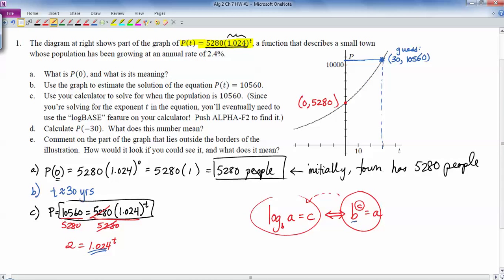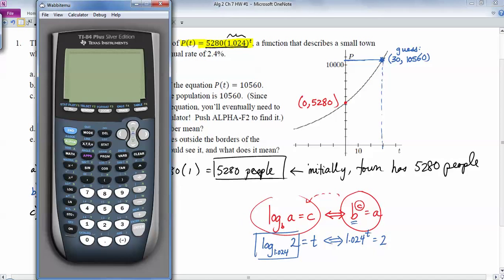So let me line up what I have here. 1.024 is my b. The c is t, and the a is 2. And so when I rearrange this, I'm going to get log base b, 1.024, of a, which is 2, equals c, my t, which is what we're looking for. So this is what I need to type into my calculator. So let me get the calculator up here.